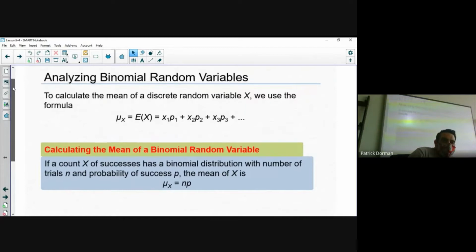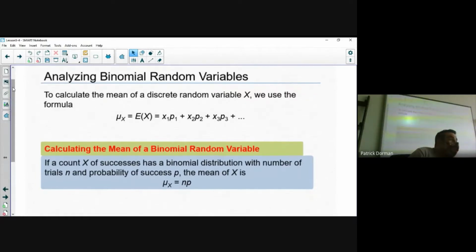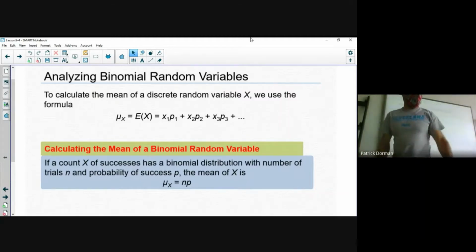So first thing we're going to do is figure out how to calculate the mean. Quite easy it is, quite easy. We just do n, our number of trials, times p, the probability of success for each trial.